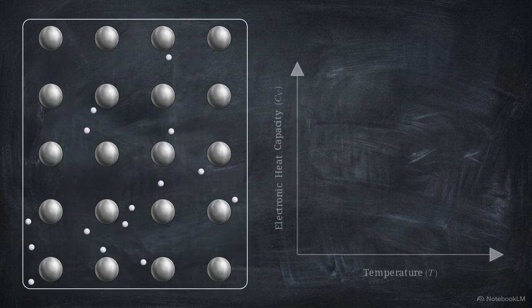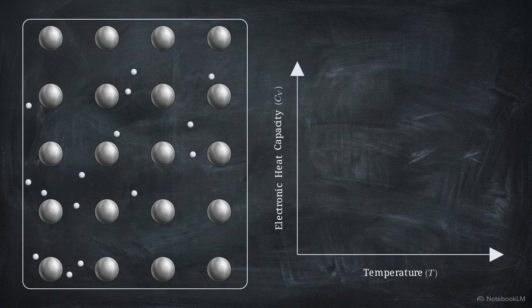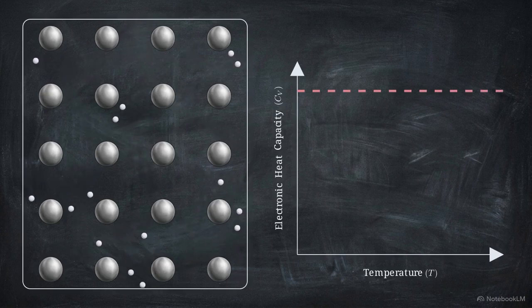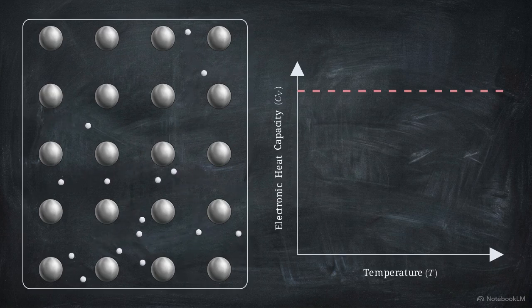This graph allows us to track the predicted electronic heat capacity as temperature increases. Under classical Maxwell-Boltzmann statistics, every electron should absorb thermal energy. The resulting prediction is this flat horizontal line, representing a large heat capacity that does not change with temperature.